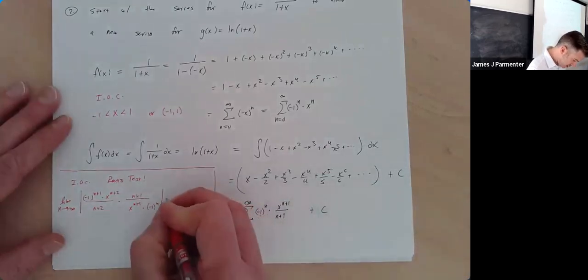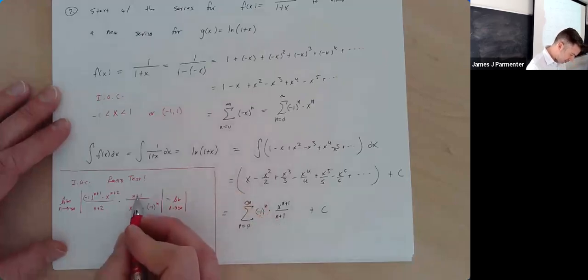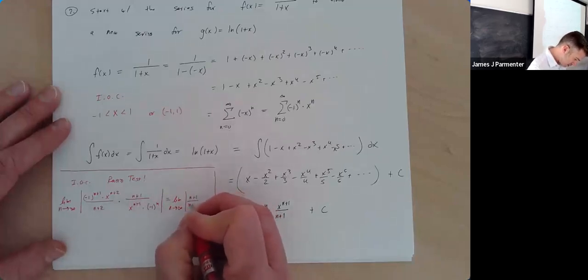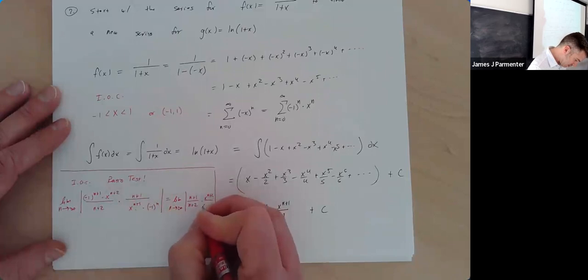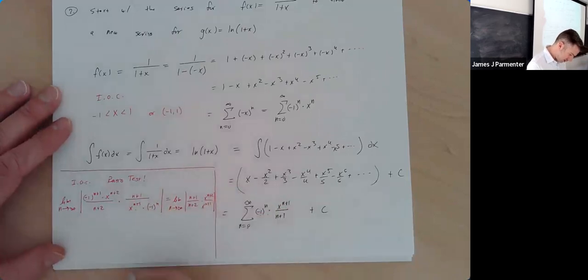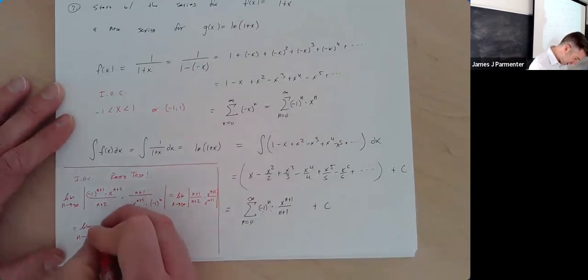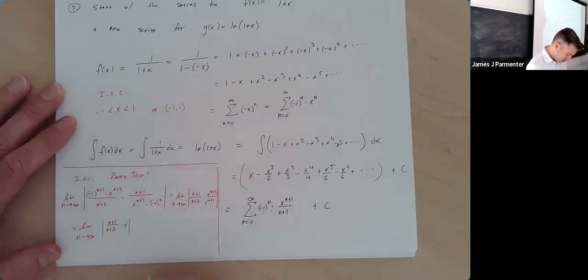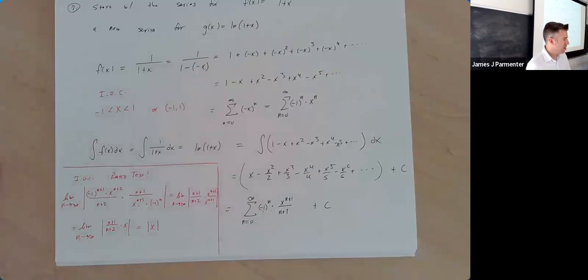And we're going to get the limit as n goes to infinity of n plus 1 over n plus 2, and then x to the n plus 2 over x to the n plus 1. But that just reduces to x. So what I really have is the limit as n goes to infinity of the absolute value of n plus 1 over n plus 2 times x. But that's just equal to 1 times x in absolute value. So why have we done this? What is this telling us?